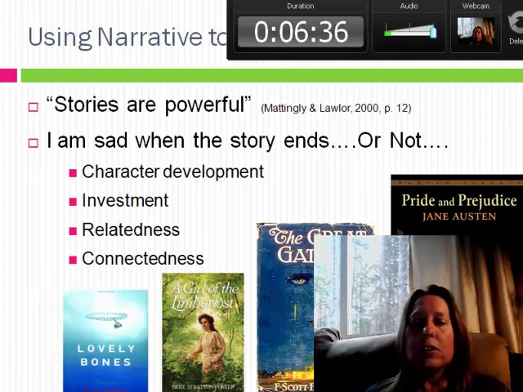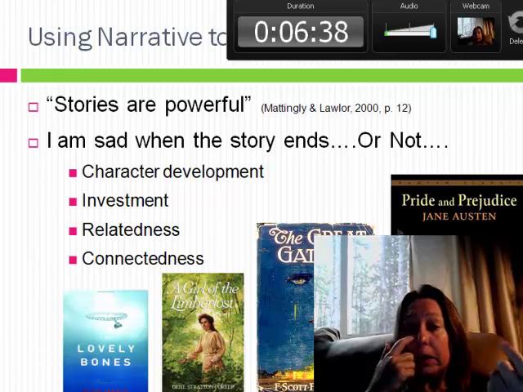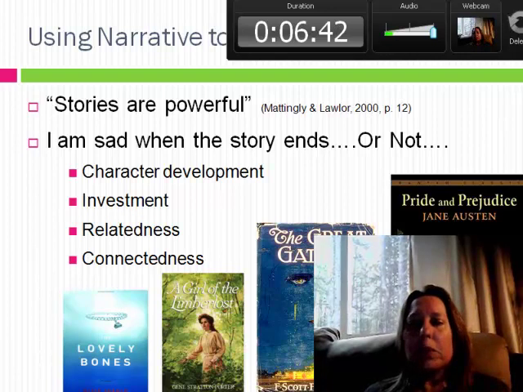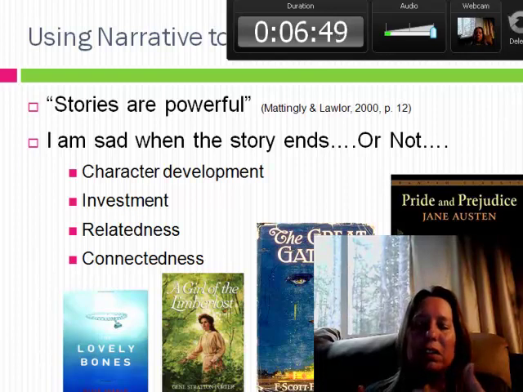So The Great Gatsby, I didn't connect with it. The characters were okay. My investment in reading it wasn't about the story. It was about an external goal that I had set for myself. I couldn't really relate to it. There's something about that story that I just didn't get.